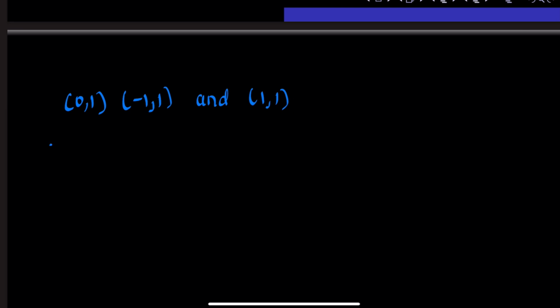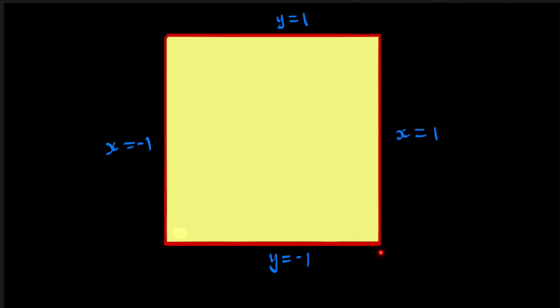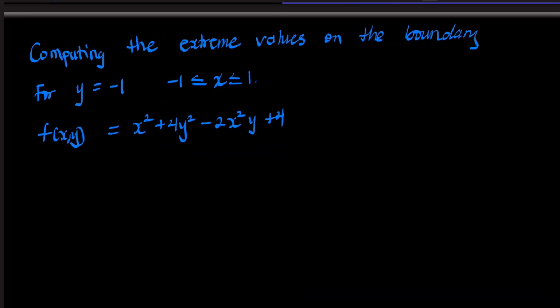So the function values will be giving us f(0, 1) is equal to 8, f(-1, 1) is equal to 7, and f(1, 1) is equal to 7. So we now solve for that of the lower boundary. So here y is equal to -1. So when y is equal to -1, x lies between -1 and 1.